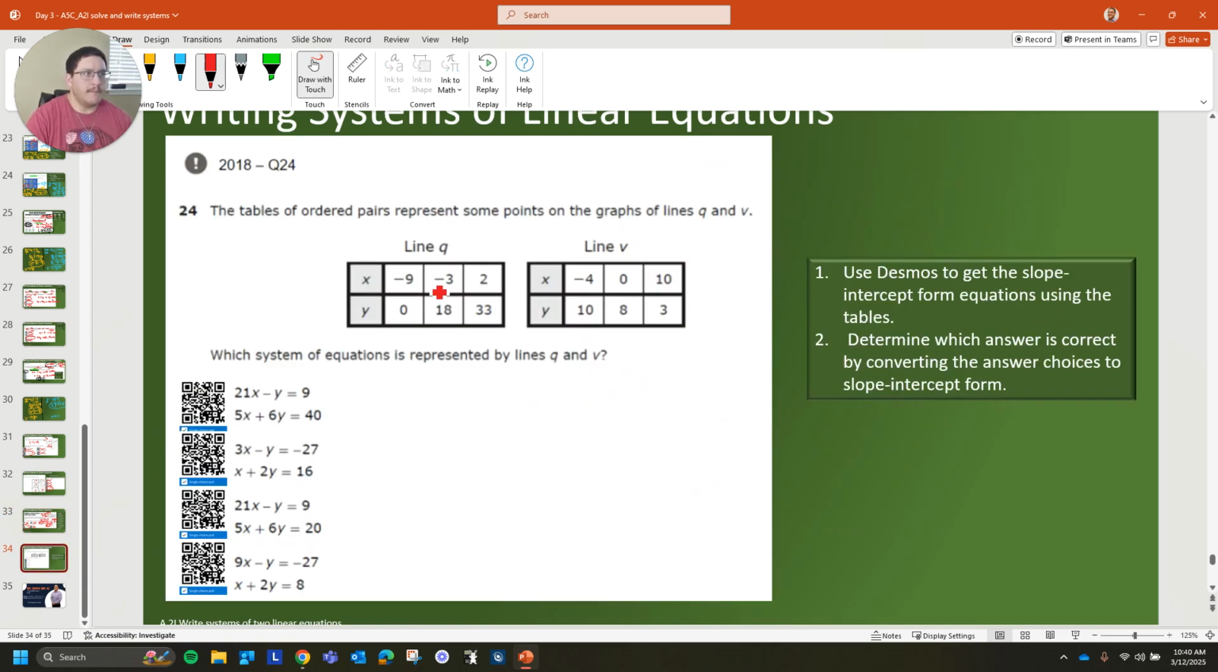Okay, now we have another problem where we have tables instead of lines or equations. So we're going to have to create the equations, and then notice how in this case we have them in standard form instead of in y equals mx plus b form, slope-intercept form. These are in the form of ax plus by equals c, standard form. Okay, so you're going to have to figure out how we know which of these answers is correct.